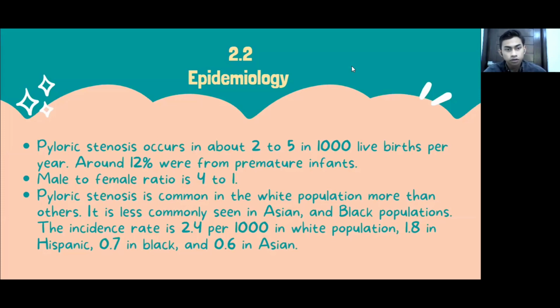In epidemiology, pyloric stenosis occurs in about 2 to 5 in 1,000 live births per year. Around 12% were from premature infants. The male to female ratio is 4:1, so it's usually in males. Pyloric stenosis is more common in the white or Caucasian population than in others. It is less commonly seen in Asian and Black populations. So the incidence rate is around 2.4 per 1,000 in the white population, 1.8 in Hispanic, 0.7 in Black, and 0.6 in the Asian population.